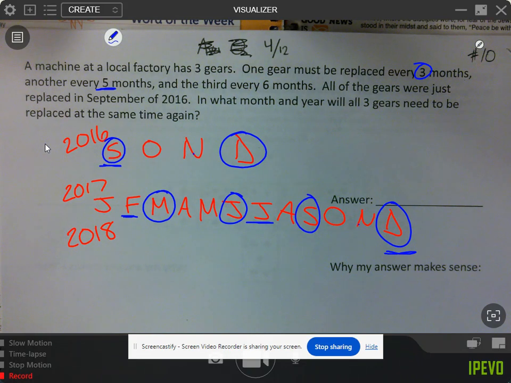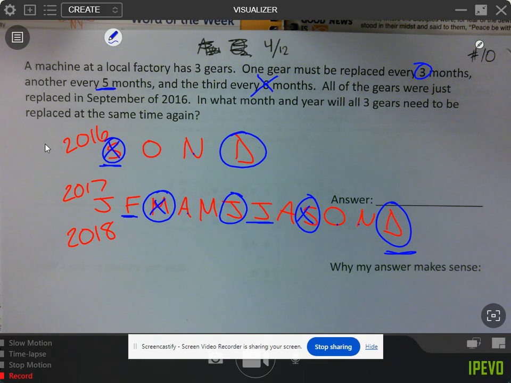All right, now I need to do every 6 months for that third one. So I know it was replaced in September. So 1, 2, 3, 4, 5, 6. 1, 2, 3, 4, 5, 6. 1, 2, 3. Have I gotten any month where all 3 were on it?